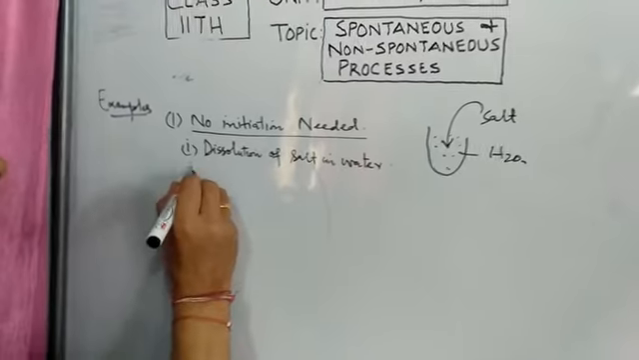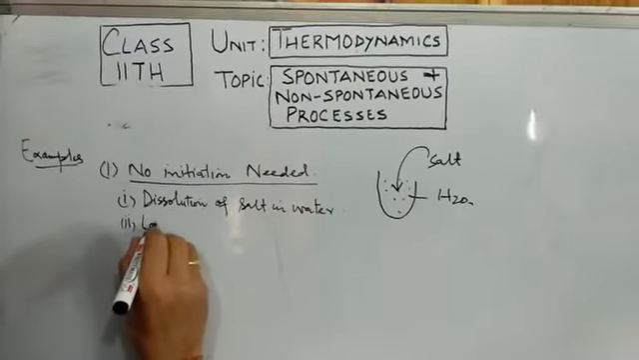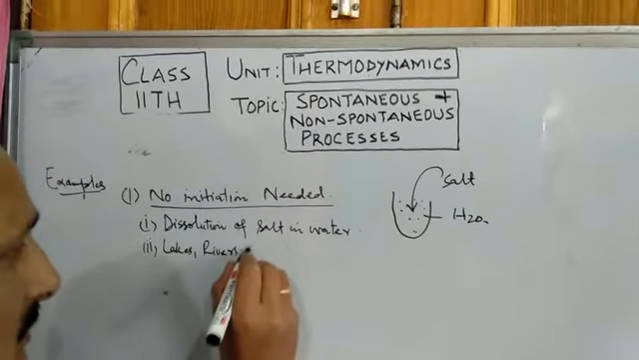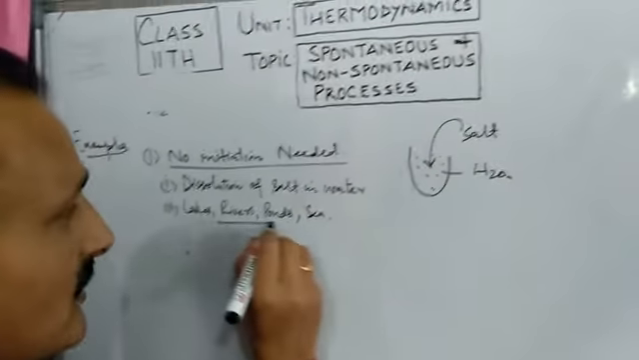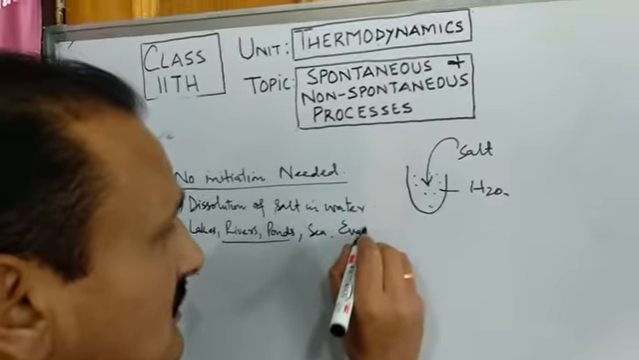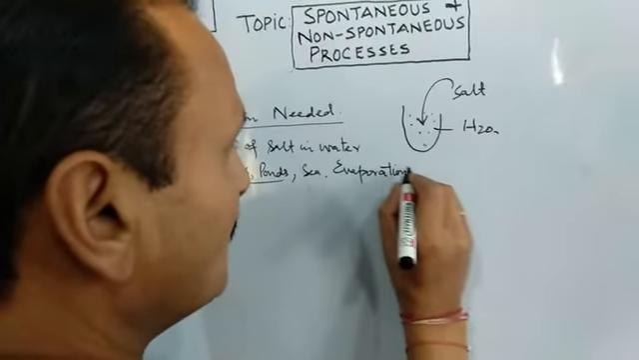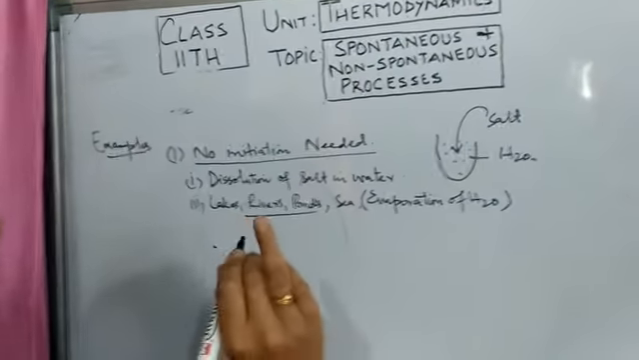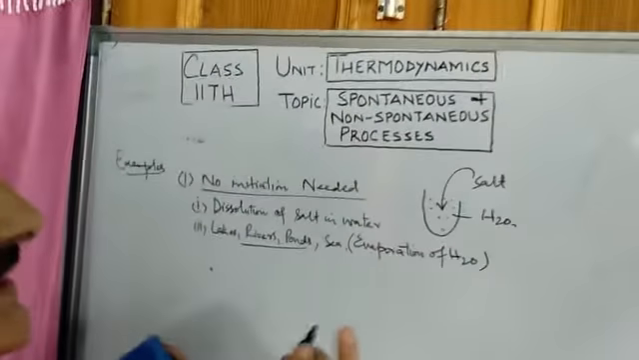Similarly, we find that water evaporates from lakes, from rivers, from ponds, from sea. These are all water bodies. Evaporation of water from these water bodies is also a typical example of a spontaneous process where again we do not require any initiation.